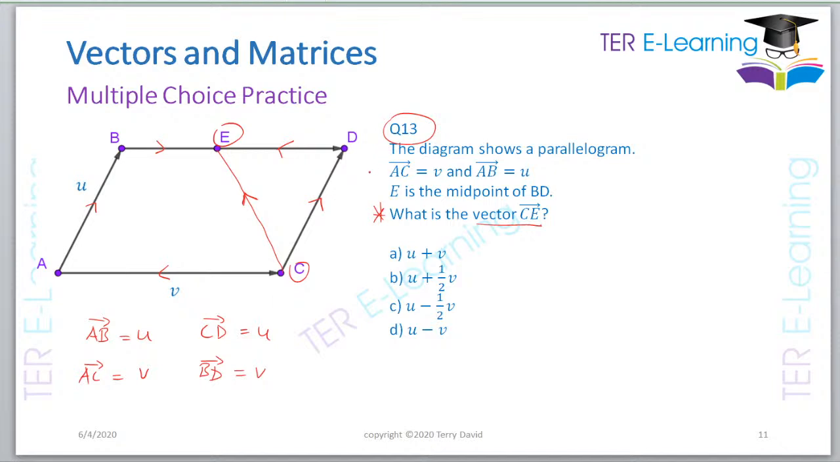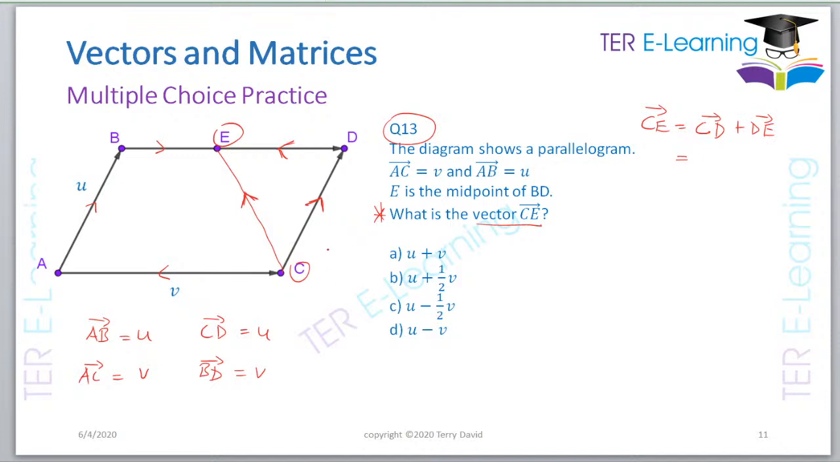Now, I'm going to try to work it two ways for you and see if we get the same answer. So we want to get CE. So I'm going to work this route first. So let's see. We want CE as a vector we want to work out. So we want to start at C. So it's going to be CD plus DE, right? So this is one option that you could use to work out the answer.